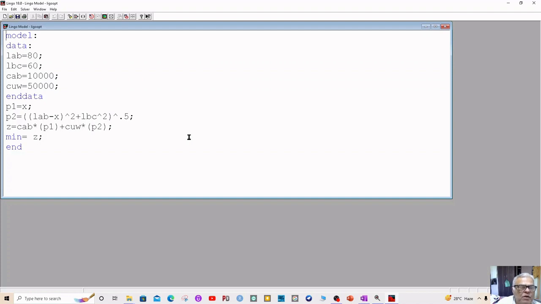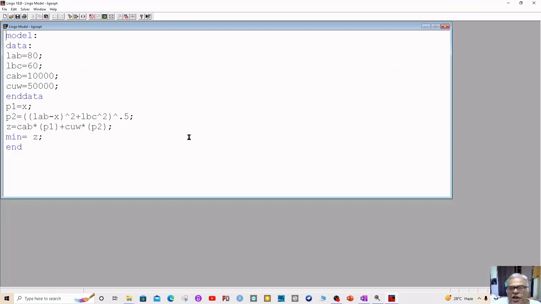Let us take P1, which is distance AE, X, and P2, which is distance under the water, will be calculated as shown by the model. Z, which is cost along the bank per kilometer multiplied by length in kilometers plus cost under the water multiplied by P2, which is distance under the water. Your objective is to minimize Z.